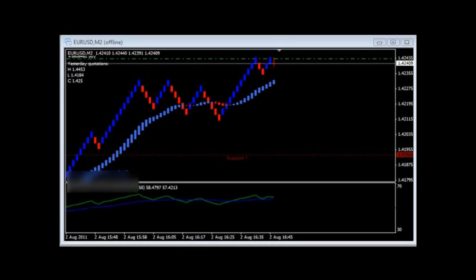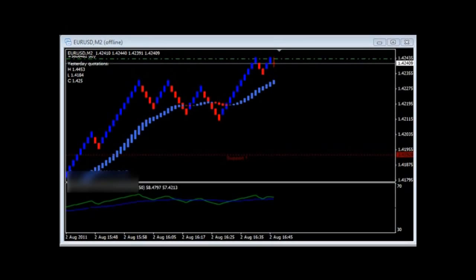For those of you who are unfamiliar with Renko charting, what you're looking at right now is live price action on the euro dollar pair. It's about 9:48 now on August 2nd, 2011, 9:48 Eastern time. We got into this trade about a minute ago.